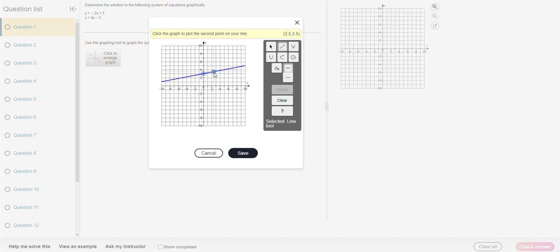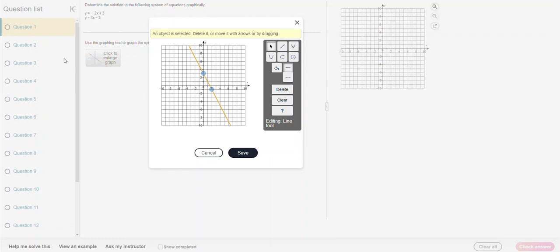So 2, negative 1. Here's where x is 2 and y is negative 1, right here. See the little box? Click there, and now you get this. So there's my first line. It says an object is selected, delete it or move it with arrows by dragging.